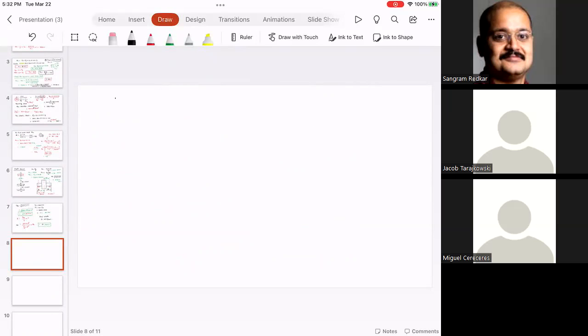In the helical gear, this is the spur gear. In the spur gear, gears are cut along the axis of the shaft. So this is a shaft. In the helical gear, gears are cut at an angle.